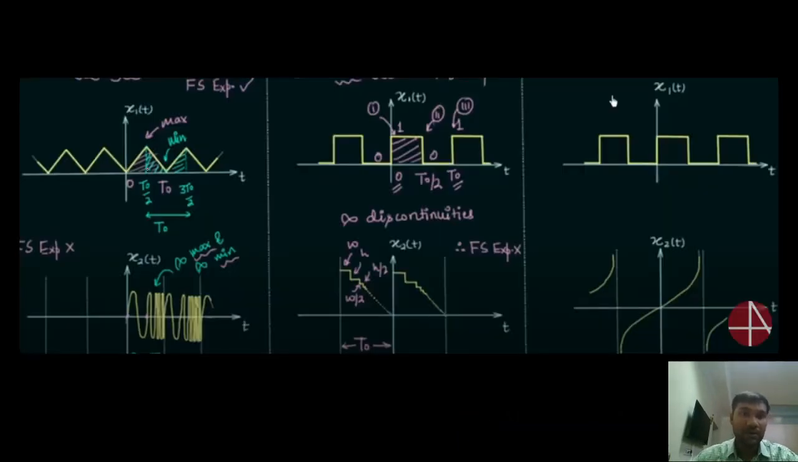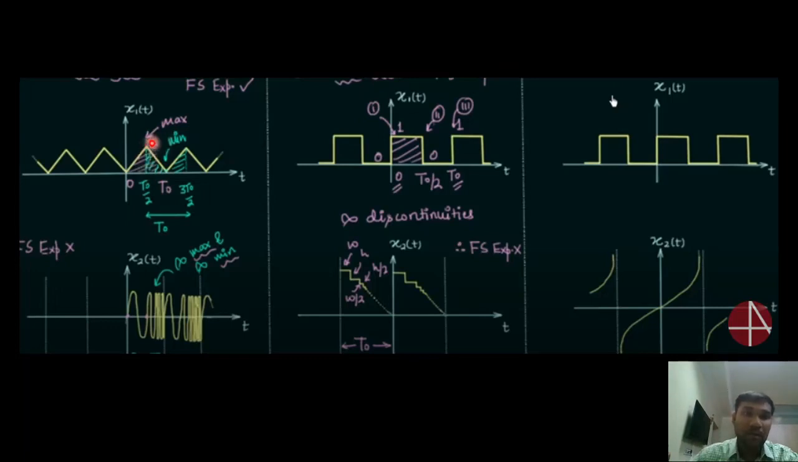So if you look at these different kinds of signals, the first signal here, looking at it, I can find the time period. This part is repeating again and again. So my time period will be 0 to T0, that is T0. T0 is my time period. In this time period, how many maxima do I have? I have only one maxima at this point.